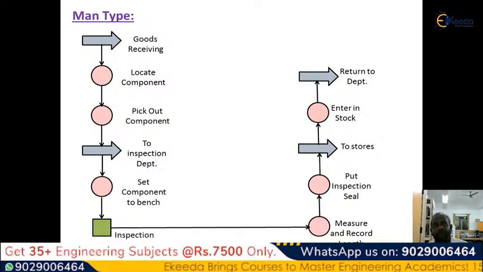Now what happens is a man is going to do all this work. So in the previous case, we spoke from the point of view of the material. Here we are going to talk in terms of the man. How this labor, a single laborer, is working. Whether he is moving or whether he is in delay or whether he is going to do any operation, whether he is going to inspect. So everything is from the point of view of a laborer.